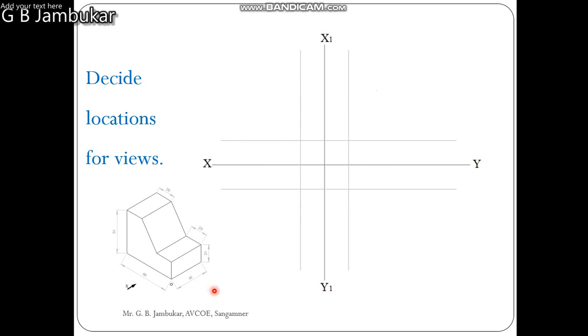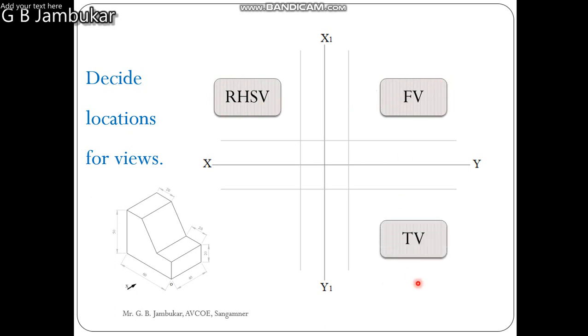Now in this object we have to draw the right hand side view. So the right hand side view is above the XY line. In these two places the right hand side view is on the left side. So here we decide the place for the side view, which is over here. This right hand side view will be drawn in this place. The remaining place will be for the front view, and below the front view we draw the top view. This is an important step in orthographic projection, that is, deciding the locations where to draw the front view, top view and required side view of an object.